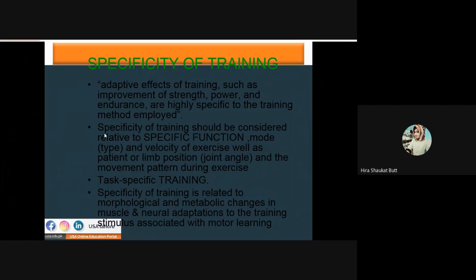So this is about the adaptive effects of training, the specificity of training. And this is also known as the specificity of exercise. Okay? For example, students, if the desired functional activity requires greater muscular endurance and strength, then the intensity and duration of the exercises should be geared to improve muscle endurance. This is about the specificity of training.